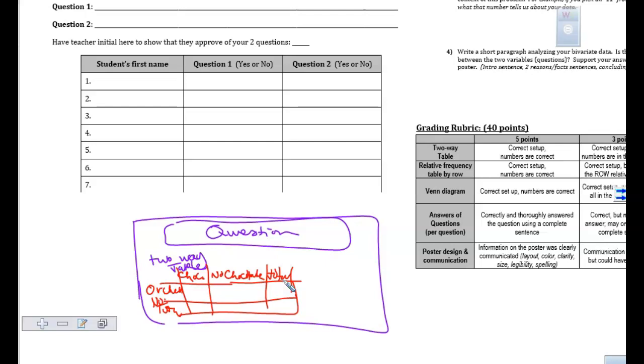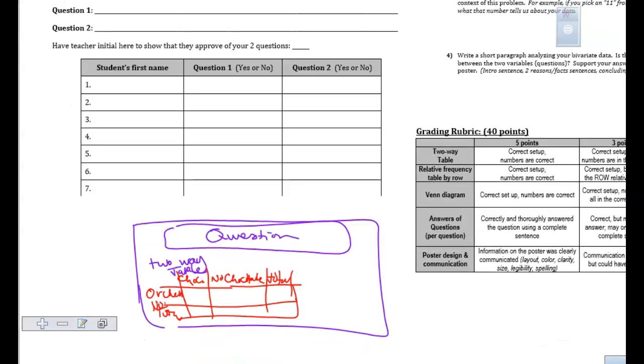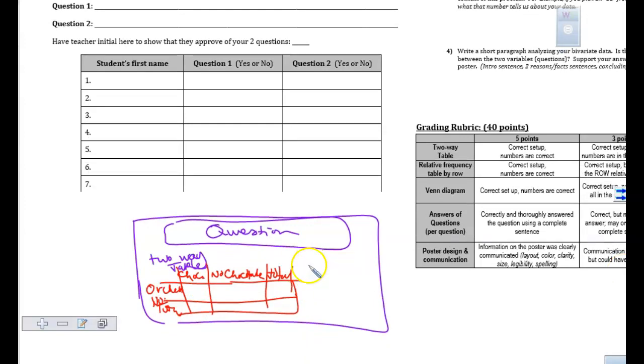What else do you have to do after you've made the two-way table? You also have to do a row relative frequency. That's where you find the percentages. You're going to be doing that right below here. So maybe you do your row relative frequency. And you're going to want to space it out nice. Mine is getting a little crowded here.